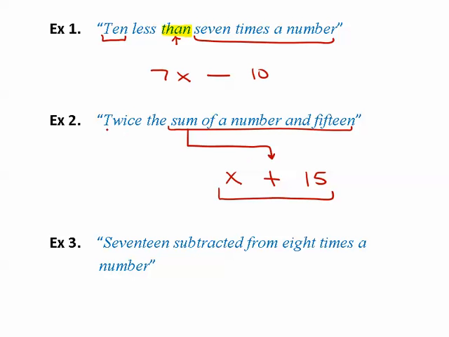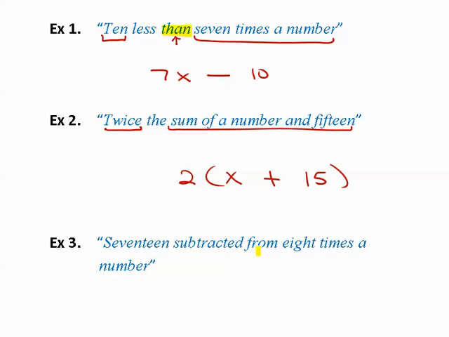Well, the problem says that we need to take twice that. So to take twice that, we have to put a 2 in front and multiply by the whole sum. So this is an important thing here that we're looking at. Anytime you take a product or a multiple of a sum or a difference, the sum or difference has to be inside of parentheses. So again, the verbal expression twice the sum of a number and 15 is written as 2 times the quantity of x plus 15.